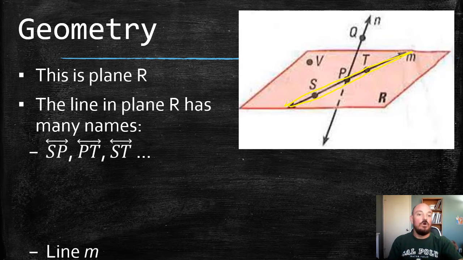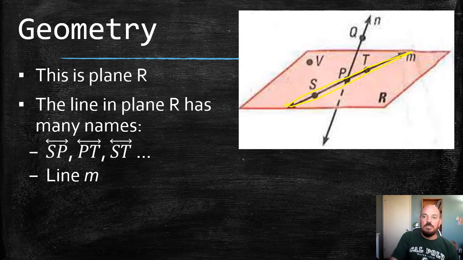But I can also just call it line M. So this is what I meant. If I just put one single lowercase letter over here, that M right there, that can also be the name of the line. So one of the things I said just a few minutes ago, a big part of geometry is understanding all the naming conventions. If I talk about line SP, or line PT, or line ST, or just line M, it's all the same line. I just have different names for it.